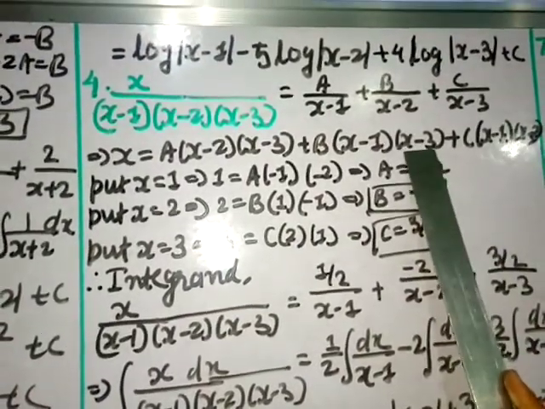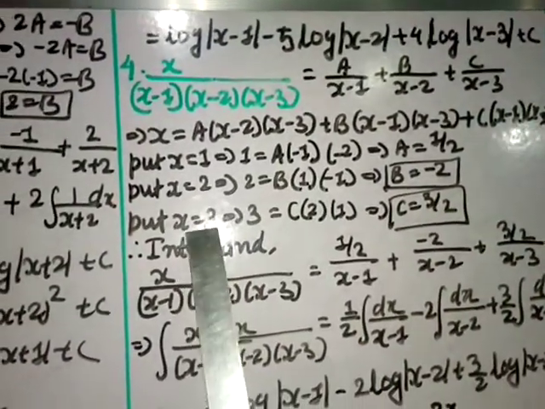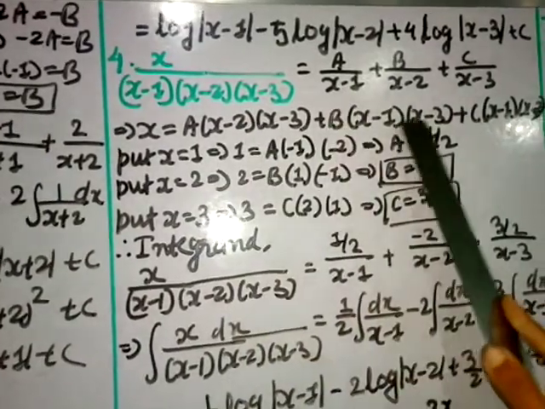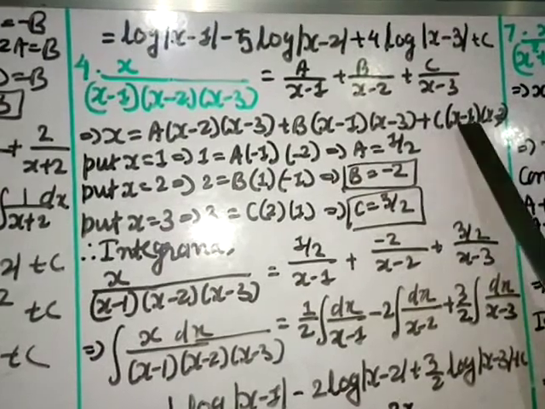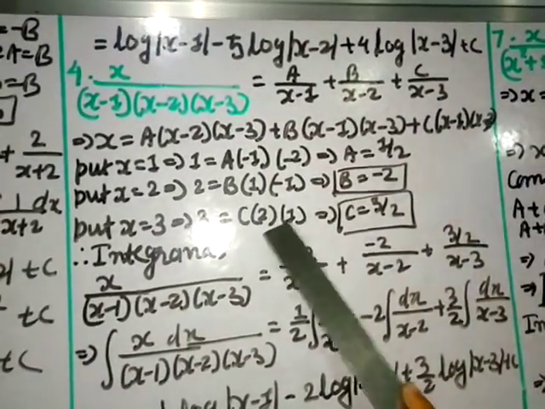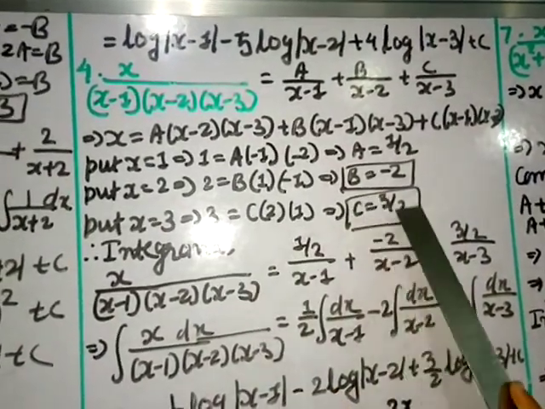Then put x equal to 3, the zero of x minus 3, that is 3. So when you put it here, this will cancel, only this remains, and here 3. So 3 equals c, 3 minus 1 gives you 2, 3 minus 1 gives you 1. So 2 you transfer, so c value is 3 by 2.